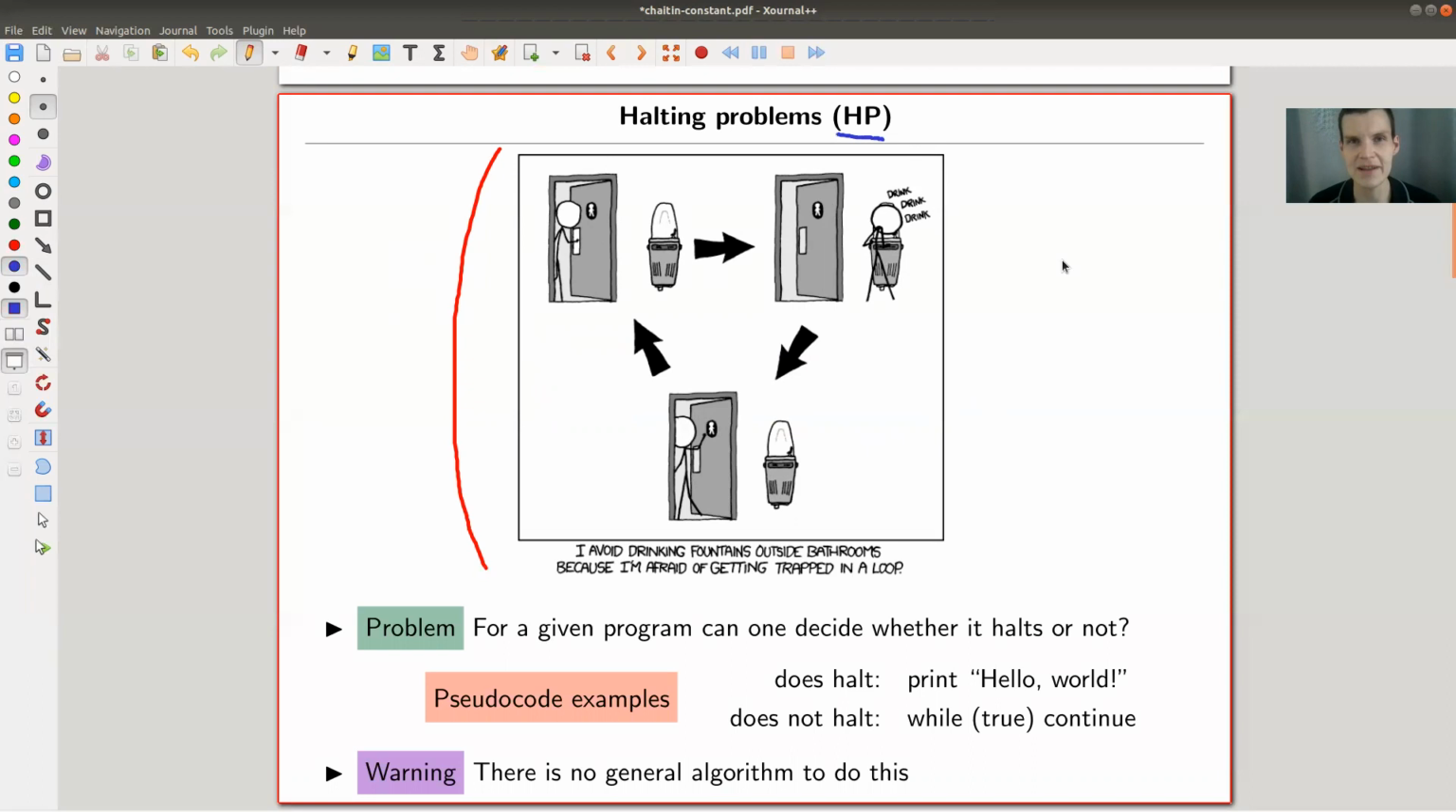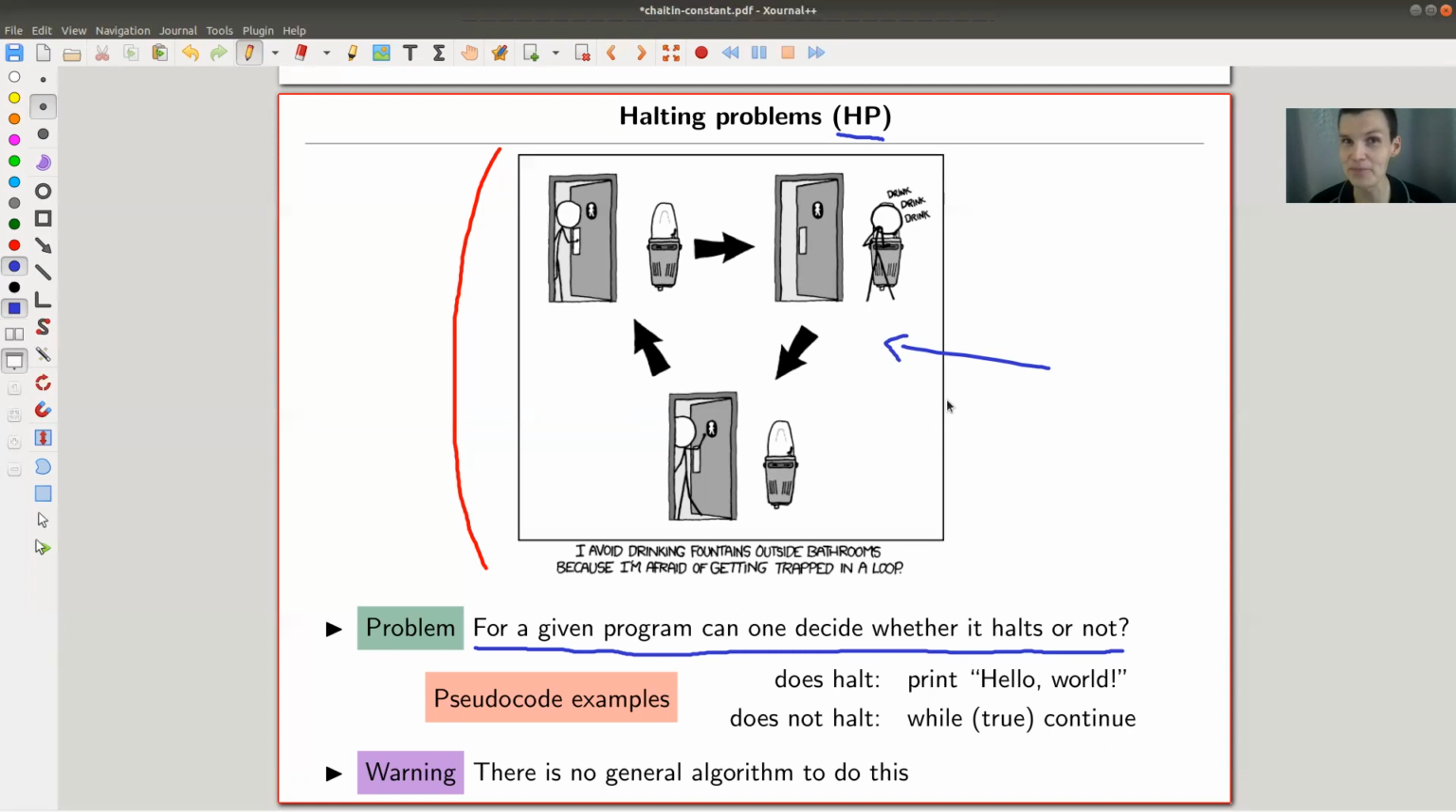And the problem is the following. You have a given program, whatever that means, let's be really hand wavy right now. So we have some program that you wrote in some language, and you would like to determine whether it actually stops, whether it halts or not, right? That's why it's called the Halting problem. Could have called it the stopping problem as well, but anyway. And here's an example. Of course, this is a funny illustration. You exit the toilet, you find a fountain, you drink, and you don't go to the toilet again. So you're stuck in a loop. So this program will not stop in some sense.